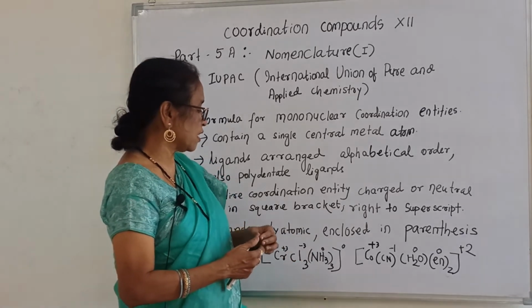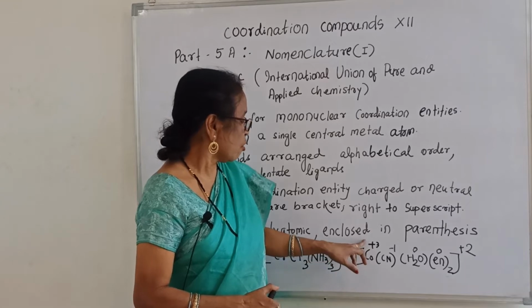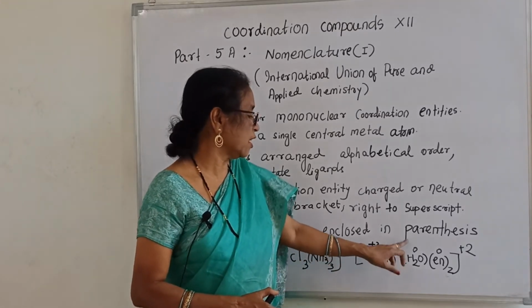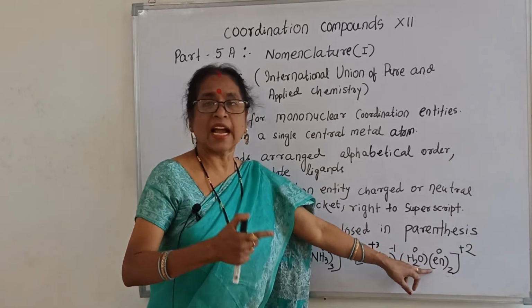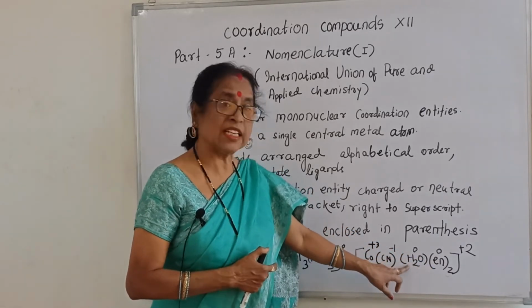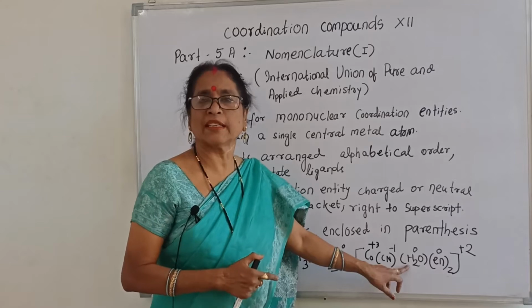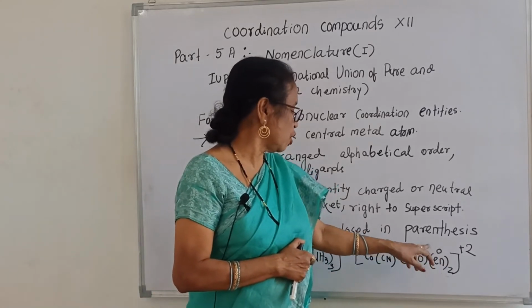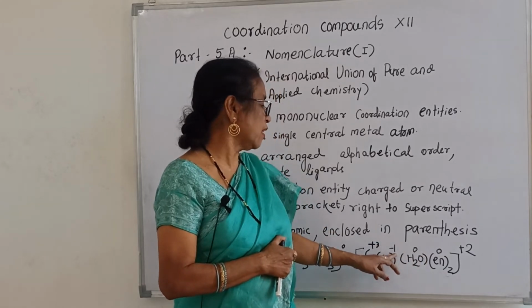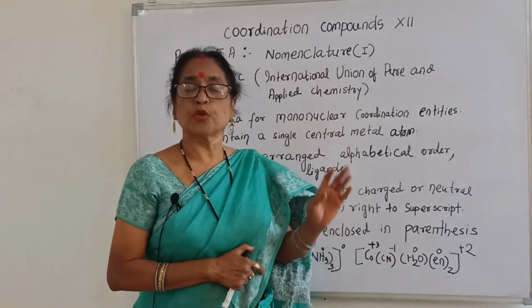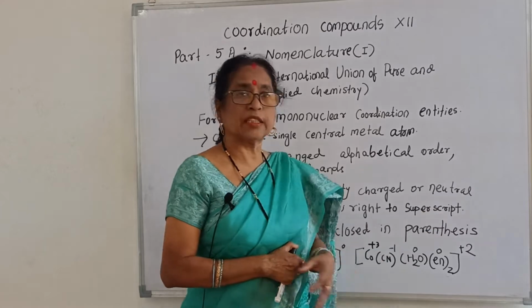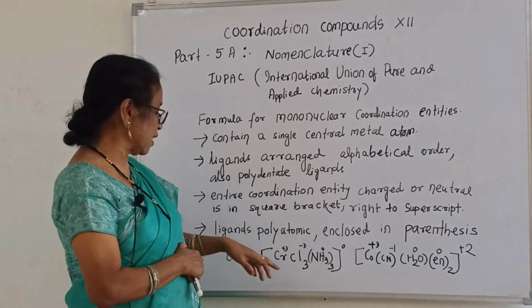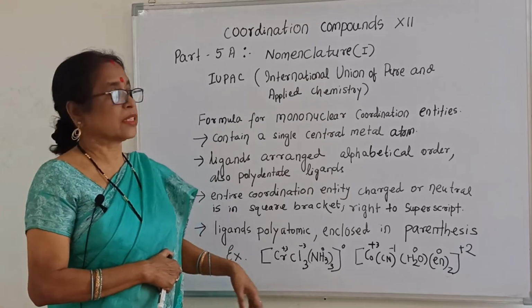Here also you can see cobalt, which is plus 3. How? Cyanide is minus 1, water is 0, and en is a bidentate ligand. Water is polyatomic, but it is only a unidentate ligand. These are 0, 0, and minus 1. That is why the central metal should be plus 3, so that the total charge is plus 2. This is a cationic complex, and the earlier one is a neutral complex.